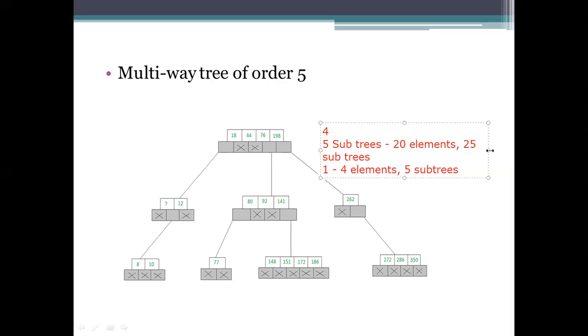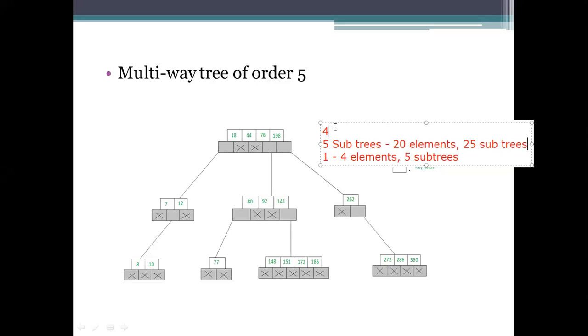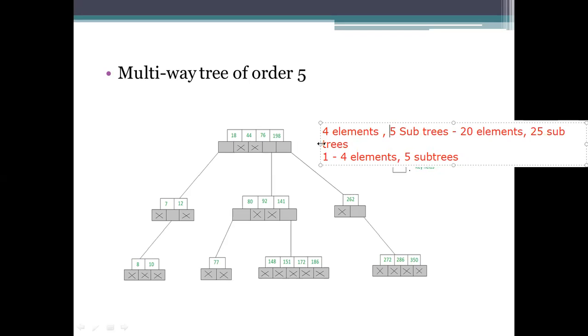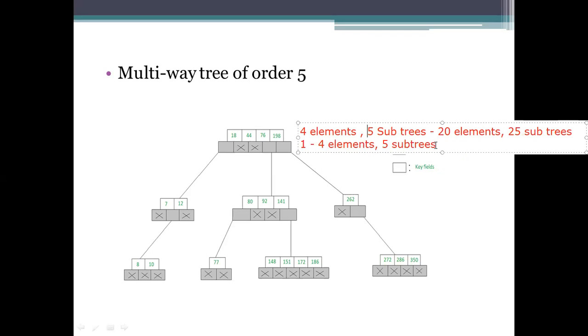If you see, how many are there? Initially 4 elements are there. For the 4 elements, how many subtrees are we using? We are using 5 subtrees, and these 5 subtrees will have 20 elements, and 25 subtrees, and each and every subtree will have 4 elements and 5 subtrees.